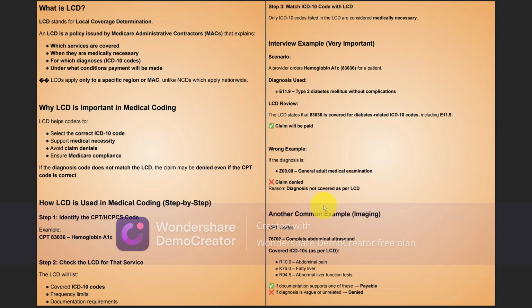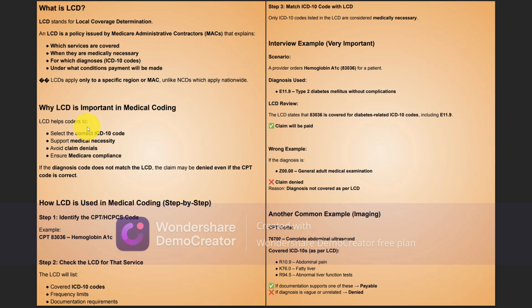What is an LCD? LCD stands for local coverage determination, and LCD is a policy issued by the Medicare Administrative Contractor, called MACs, that explains which services are covered, when they are medically necessary, for which diagnosis ICD codes, and under what condition payment will be made. LCD applies only to a specific region of the MAC, unlike NCD, which applies nationwide.